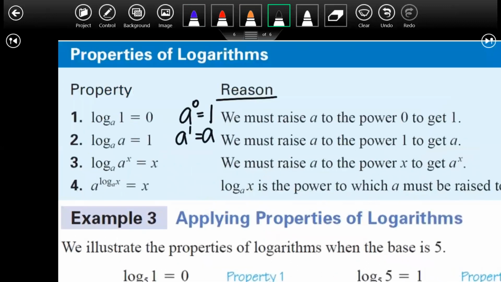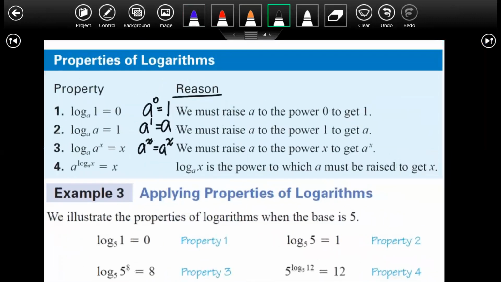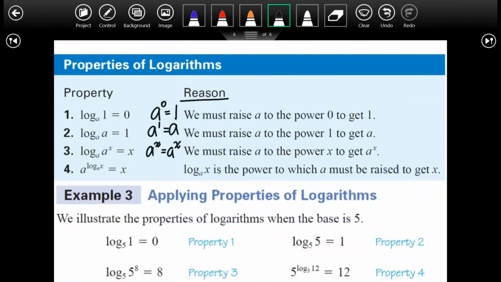If we're matching this, we raise a to the x power, and it's going to be equal to x. Whichever those two are, they're going to match up. An exponential raised to the log power pretty much undoes the base power, which just gives us x. So I'll just leave that one alone.